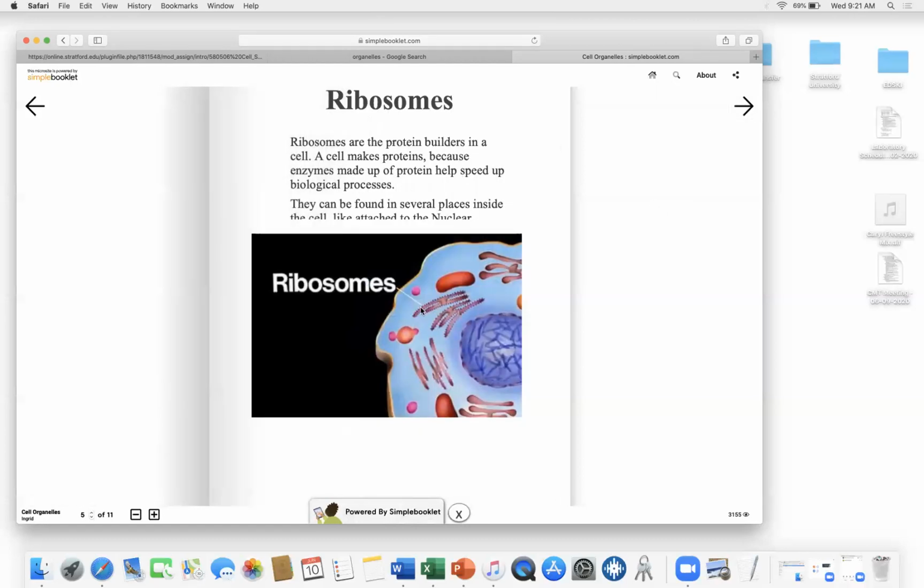Now the ribosomes, see the little bumps on this rough endoplasmic reticulum? They are part of the protein factory. So I want you to think about this rough endoplasmic reticulum as a protein factory, and the ribosomes are the protein builders or the protein workers within that factory. Now, ribosomes also can be found just floating around, but the bulk of them are in this rough endoplasmic reticulum.